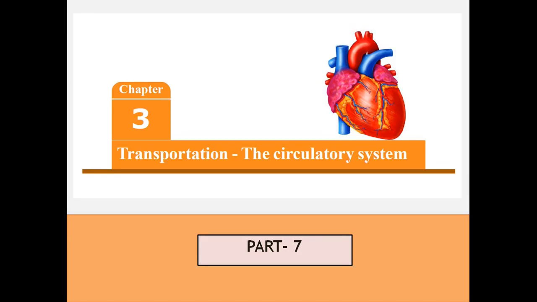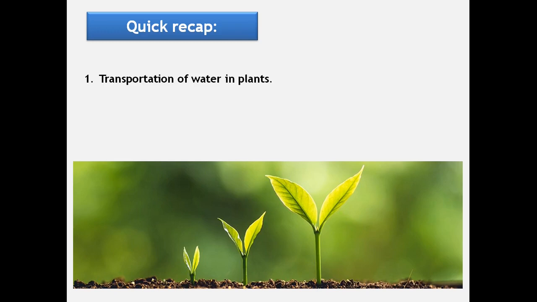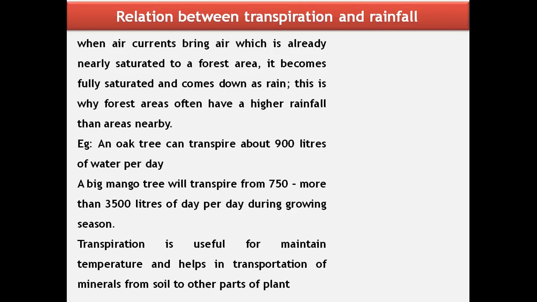Welcome to the last session of lesson 3, that is transportation, the circulatory system. In our previous session, we have studied transportation of water and minerals through xylem vessels and an activity related to root pressure. In this session, we are going to learn about transportation of food through phloem vessels and related activities. Before learning that, let us observe the relation between transpiration and rainfall.